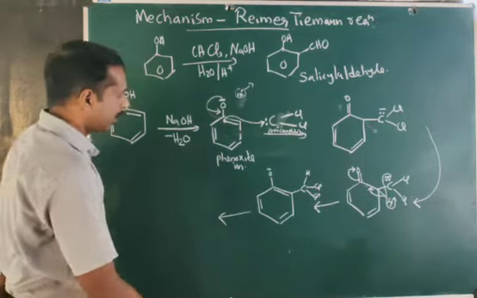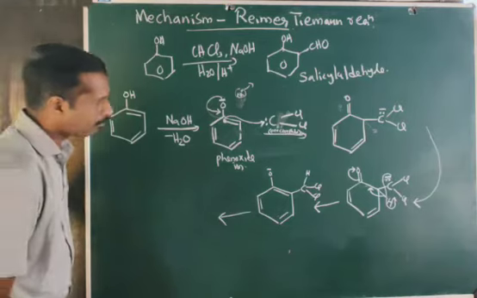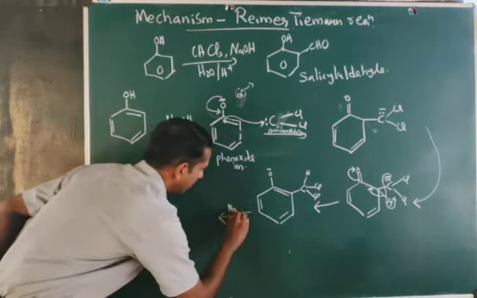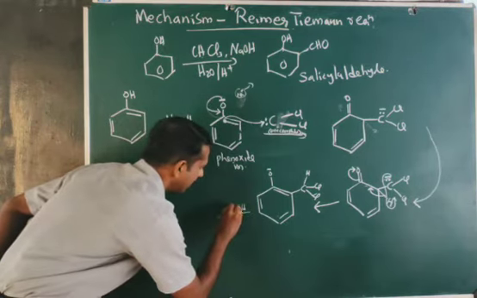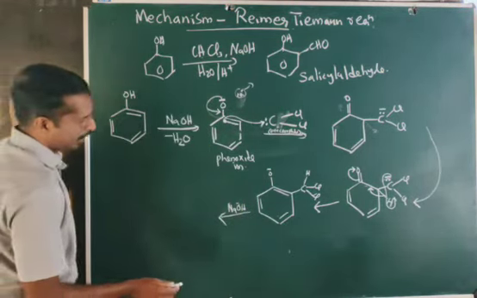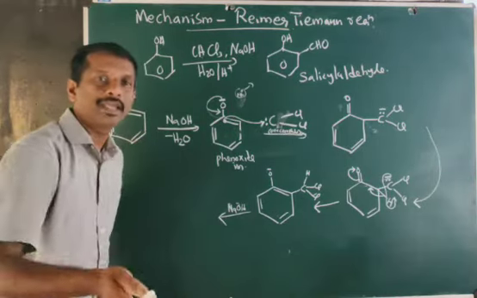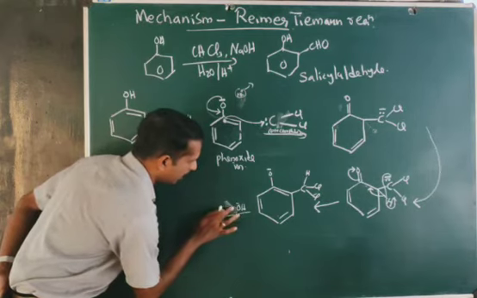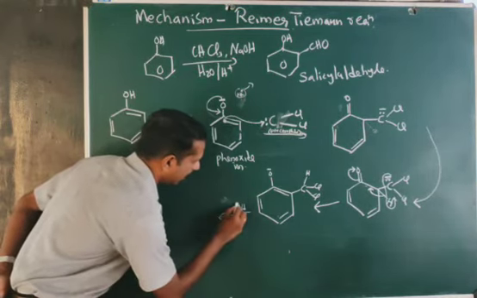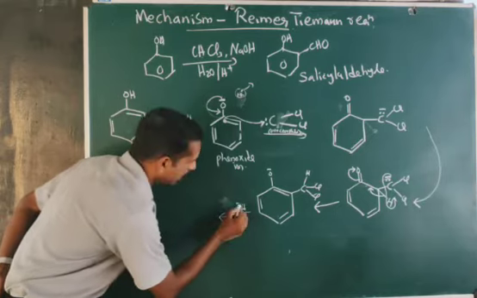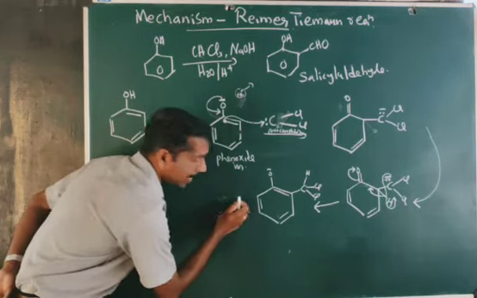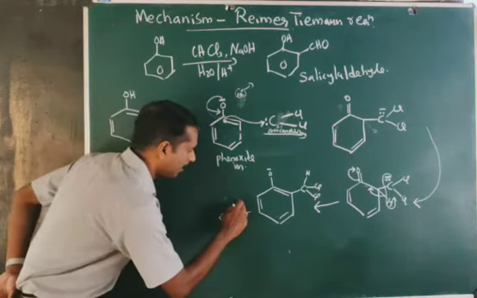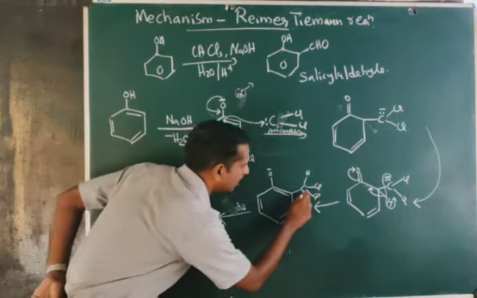Now in the next step, you can see that again our NaOH is here in the medium. That means Na plus and OH minus. This is like our SN2 mechanism or SN1 mechanism. Here is our OH minus, from NaOH. Of course, Na plus is there, but leave that. This OH minus will attack on this carbon.